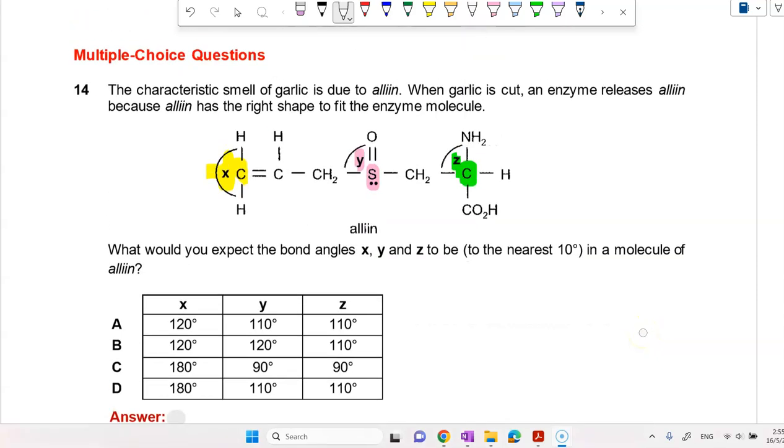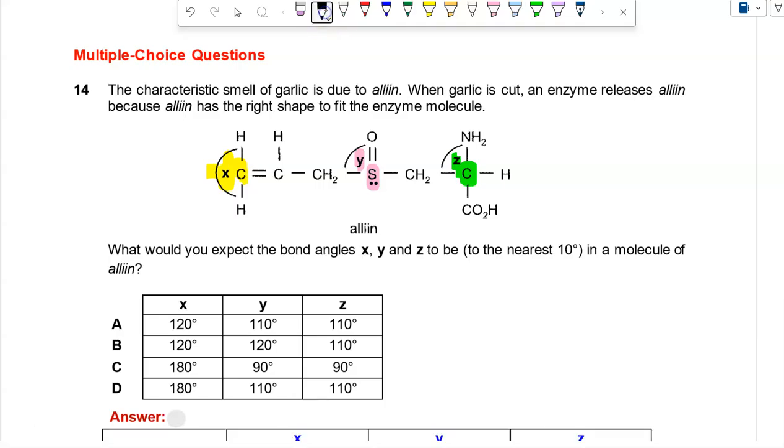Okay, in this video we'll be discussing MCQs of the chem bonding tutorial. So question 14, we have a question on shape and bond angle. So we have this molecule alanine. So we are supposed to discuss the various bond angles X, Y, and Z for the compound.